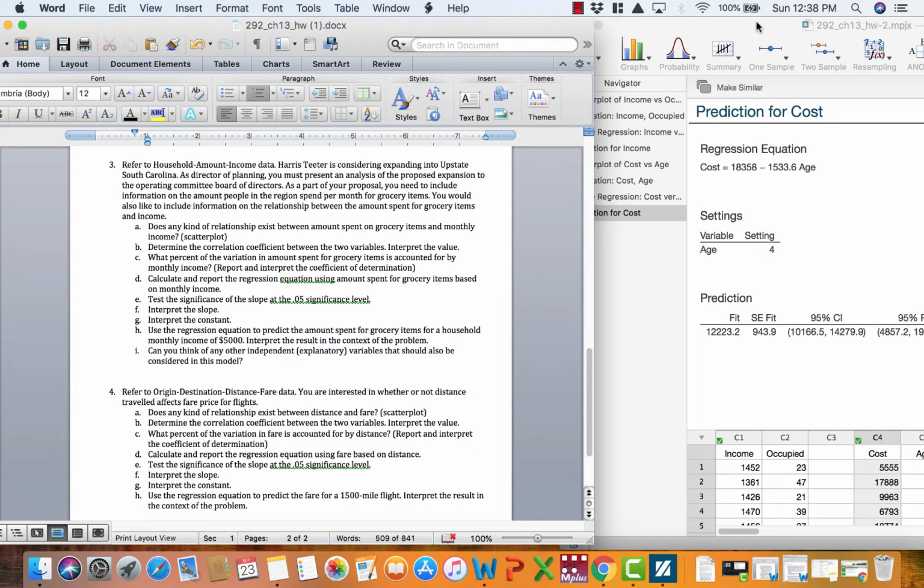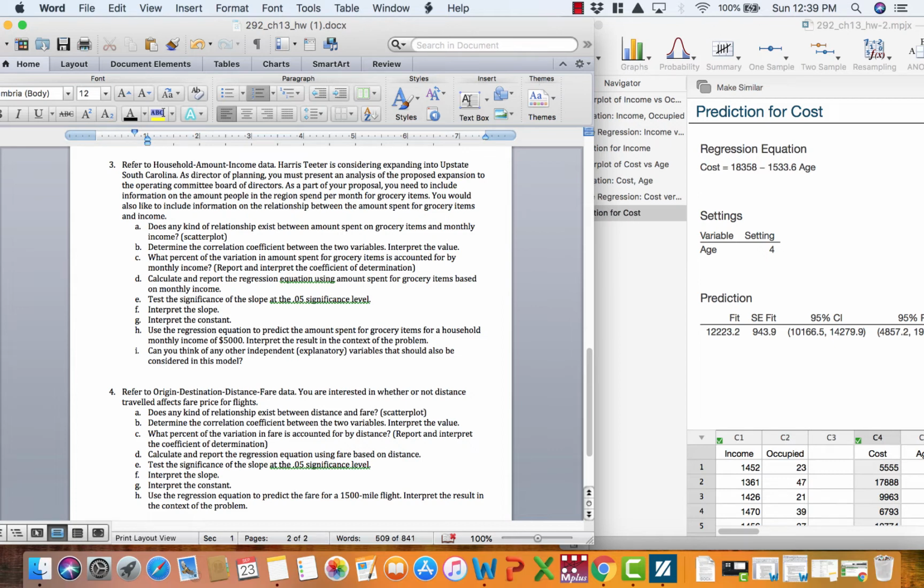All right, number 3. Harris Teeter is considering expanding into upstate South Carolina. As Director of Planning, you must present an analysis of the proposed expansion to the Operating Committee Board of Directors. As a part of your proposal, you need to include information on the amount of people in the region spend per month for grocery items. You would also like to include information on the relationship between the amount spent for grocery items and income. Does any kind of relationship exist between amount spent on grocery items and monthly income?